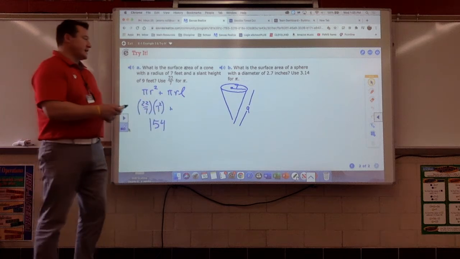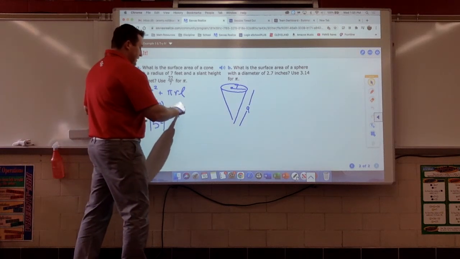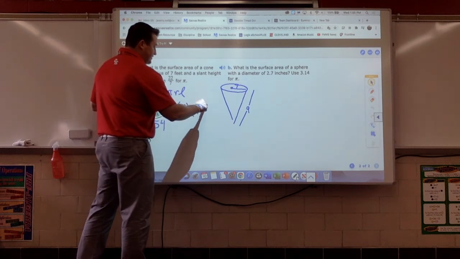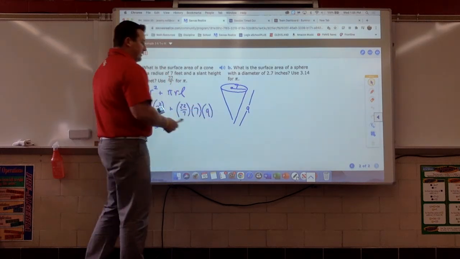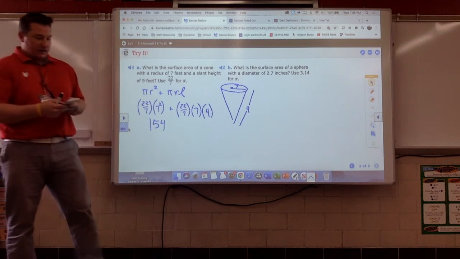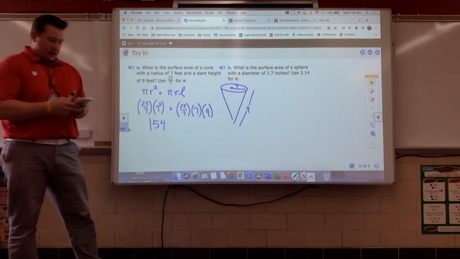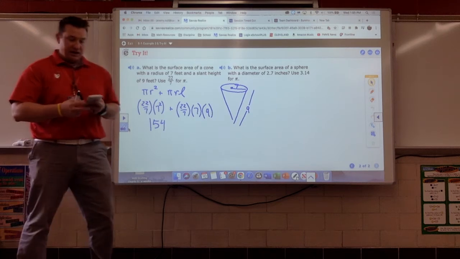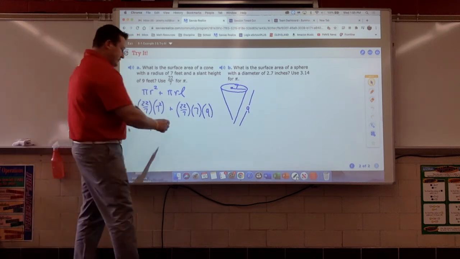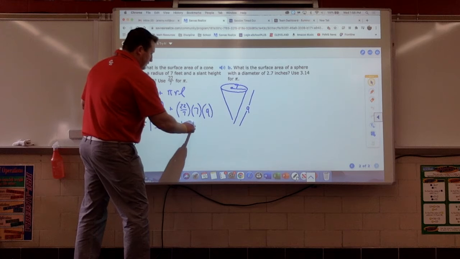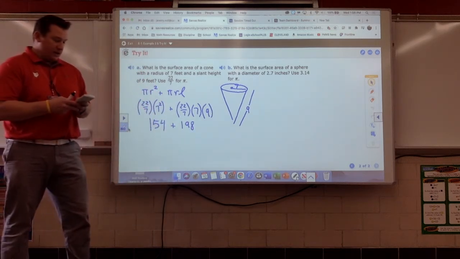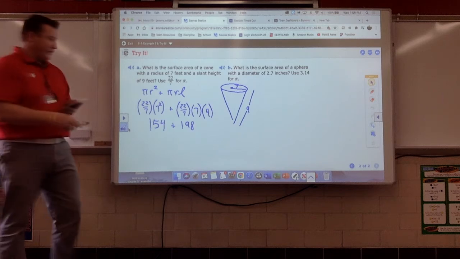This is the pi times r times L. So same thing. Pi is that 22/7. The radius hasn't changed. The slant height is 9. So now we're going to multiply those by 7 and 9. I think we should get another good number here. 198 is what I get. Bam. Add those two together, and that is your surface area for the cone, right?